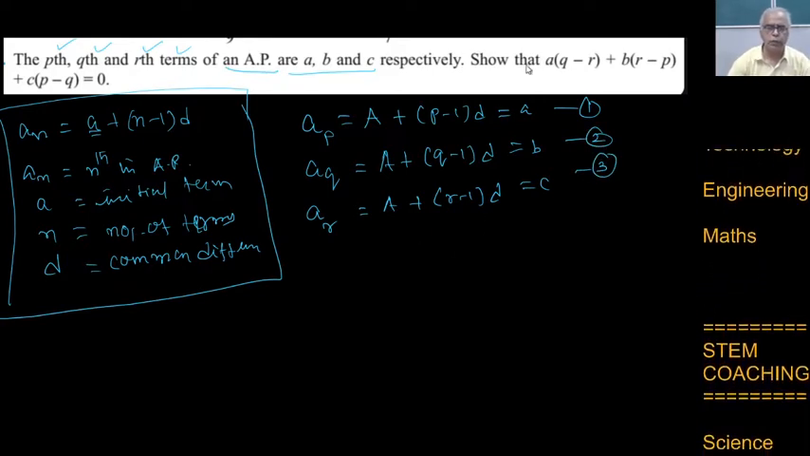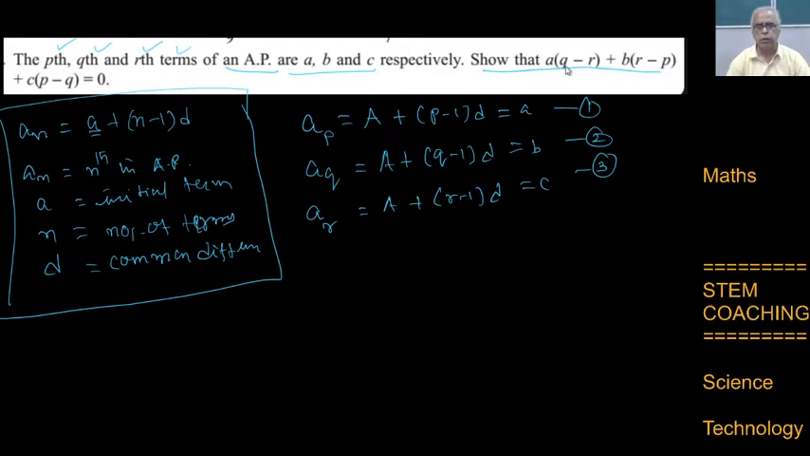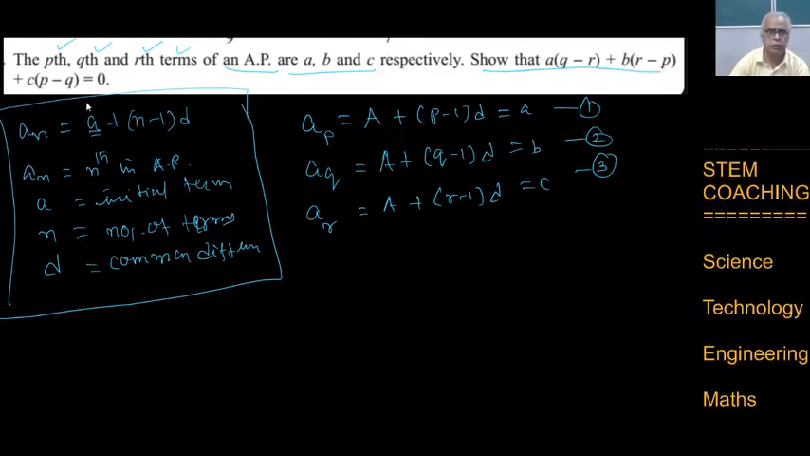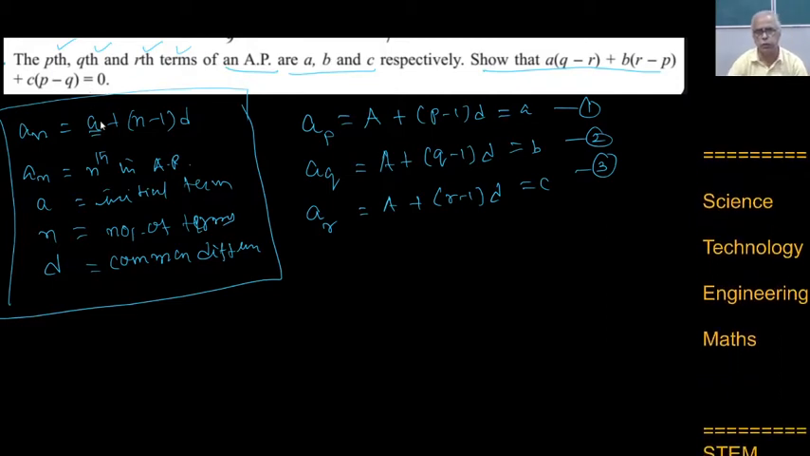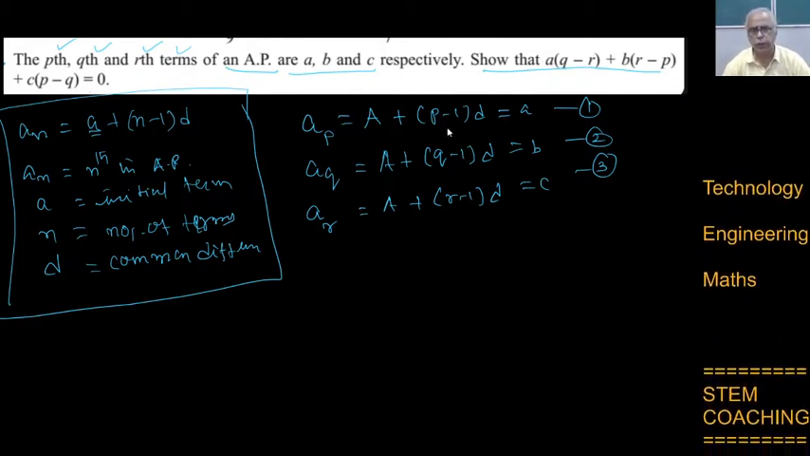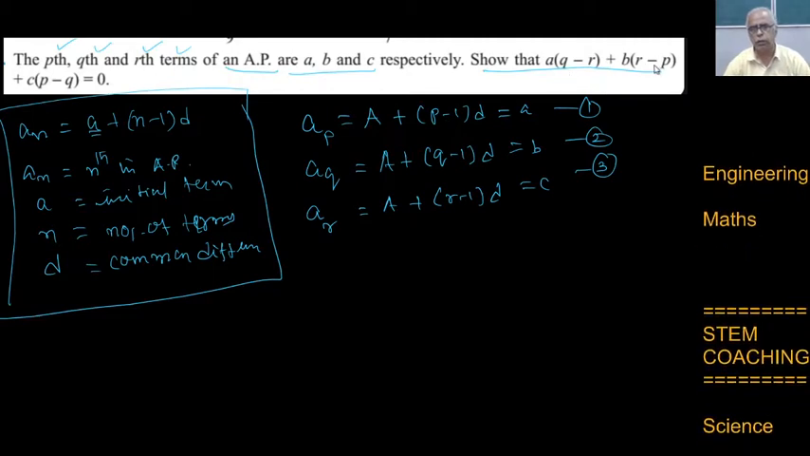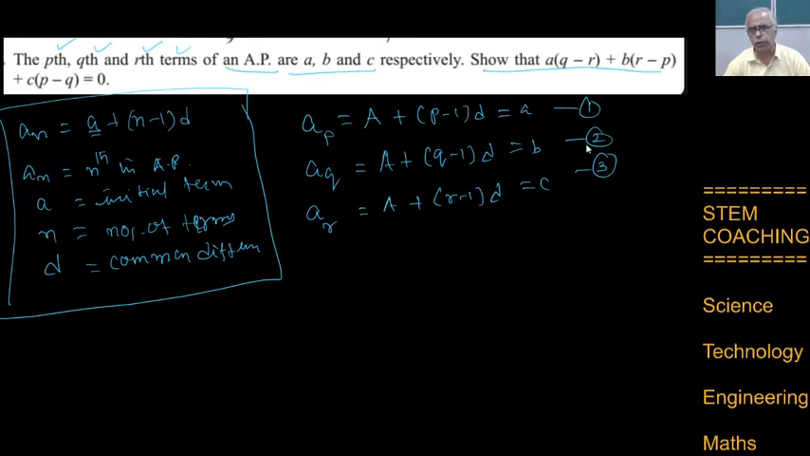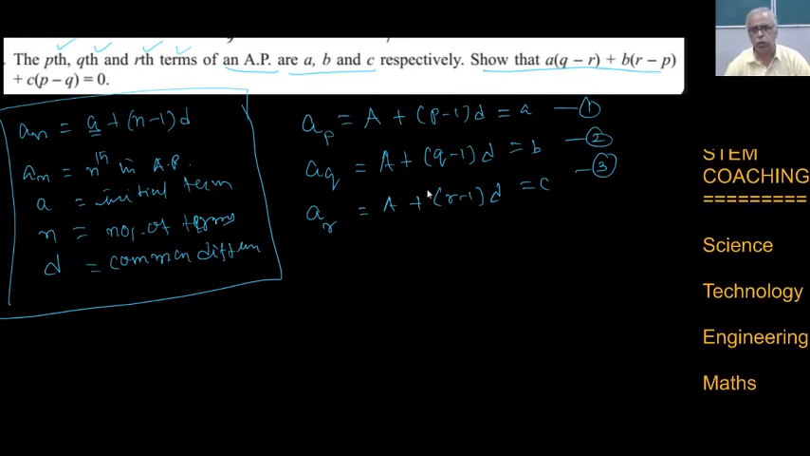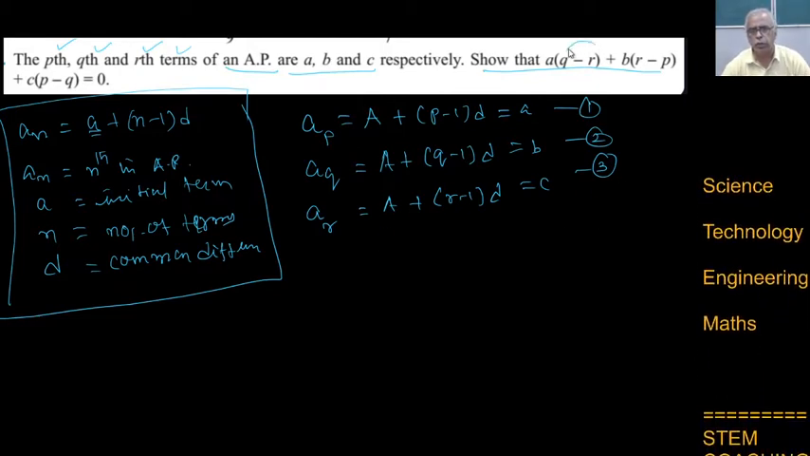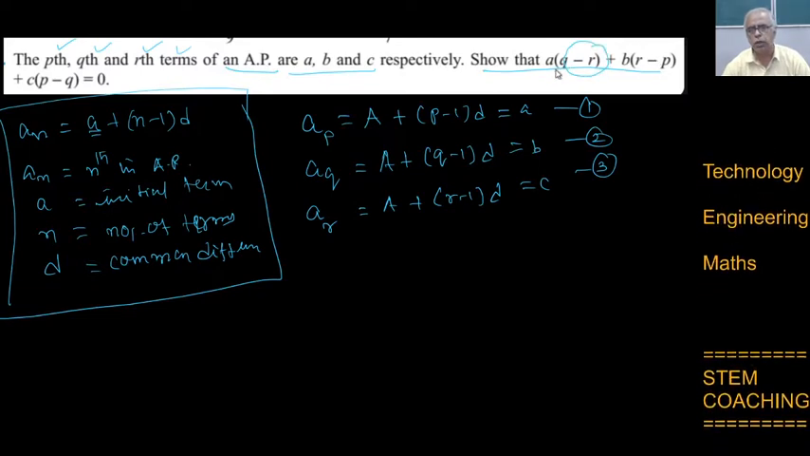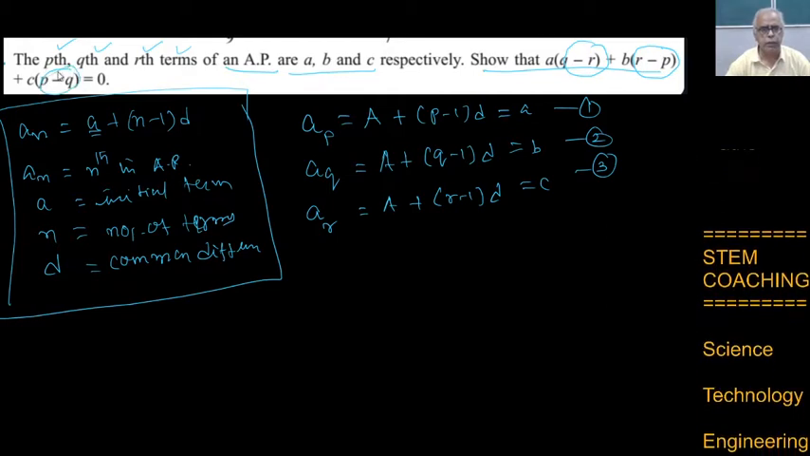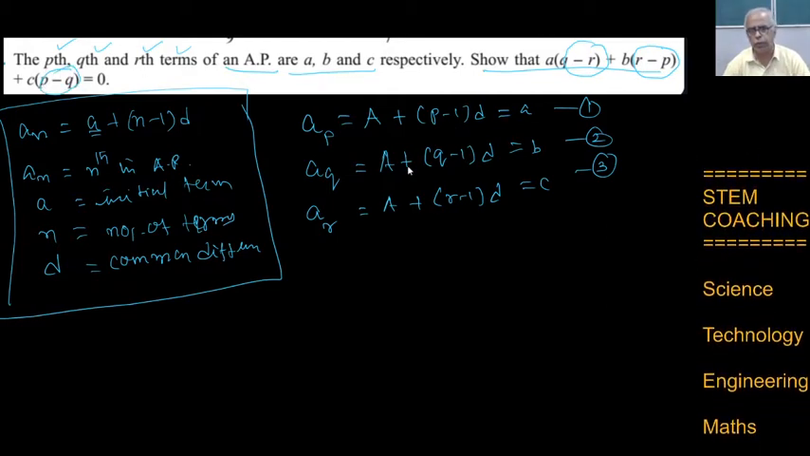Now what we need to prove, we have to show that A(Q − R) + B(R − P) + C(P − Q) = 0. The best thing is to find Q − R, R − P, and P − Q by suitably subtracting these equations. Then we need to replace these values, but before that we have to arrive at them.